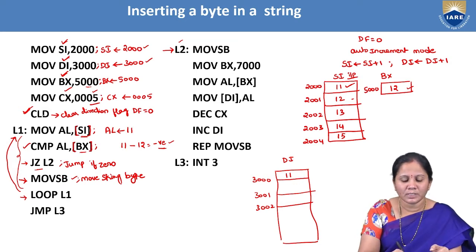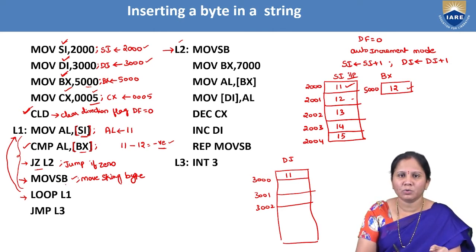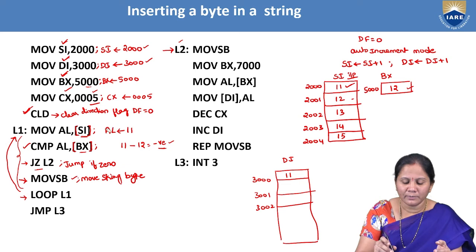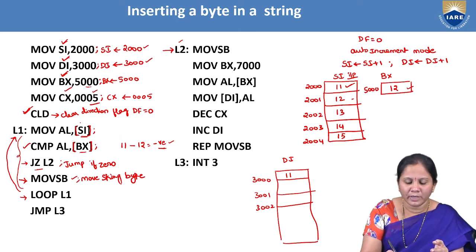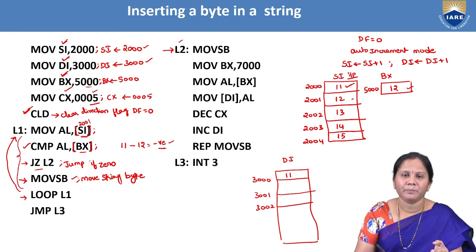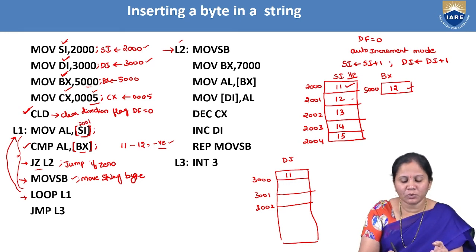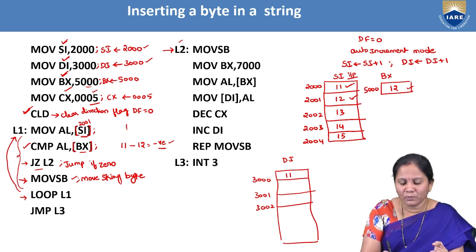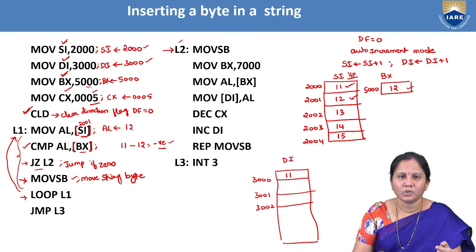Because of this CLD instruction, if MOVSB instruction is executed, the value of SI will be incremented by 1, and the value of SI here becomes 2001. So the content present in 2001 will be moved into AL. Here in 2001 there is a value 12. So 12 will be moved into AL. Now the value of AL is 12.